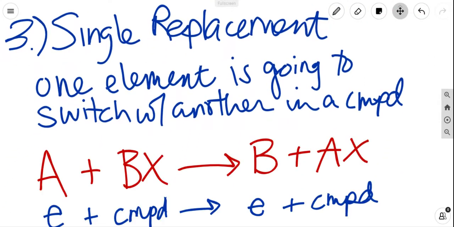Next, we have single replacement. For single replacement, we're going to have an element and compound yielding an element and compound. So single replacement, the one cation comes in and it kicks out the other cation. All right, so now B is by itself and A is now with X.